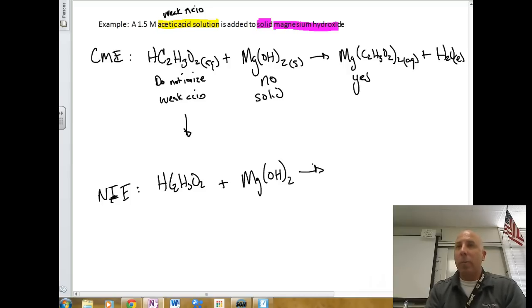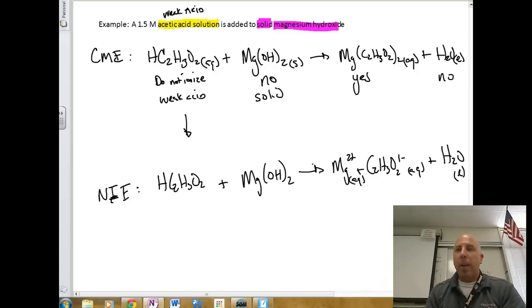The answer is yes, because this is soluble: Mg2+ and C2H3O2 1 minus. And last but not least, we don't ionize water because it's a pure liquid. Okay, and then we can be asked the question: do we have any spectator ions? And the answer is no. No spectator ions. Nothing gets crossed out in this case.